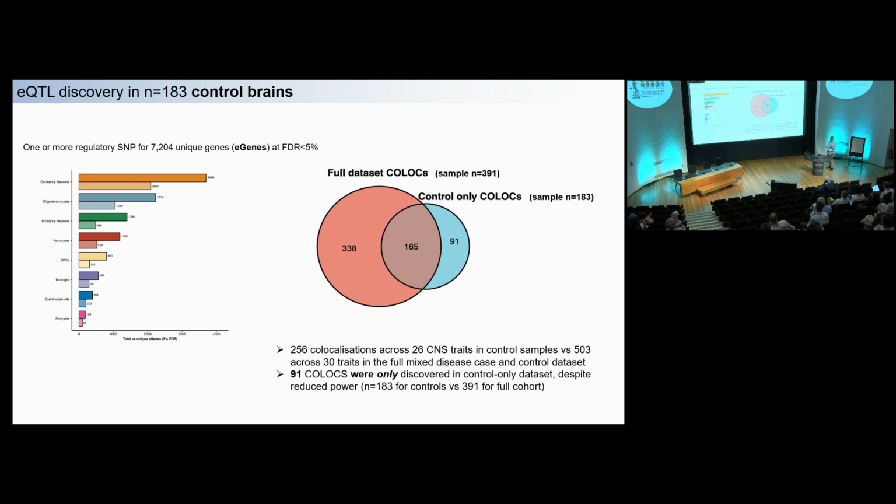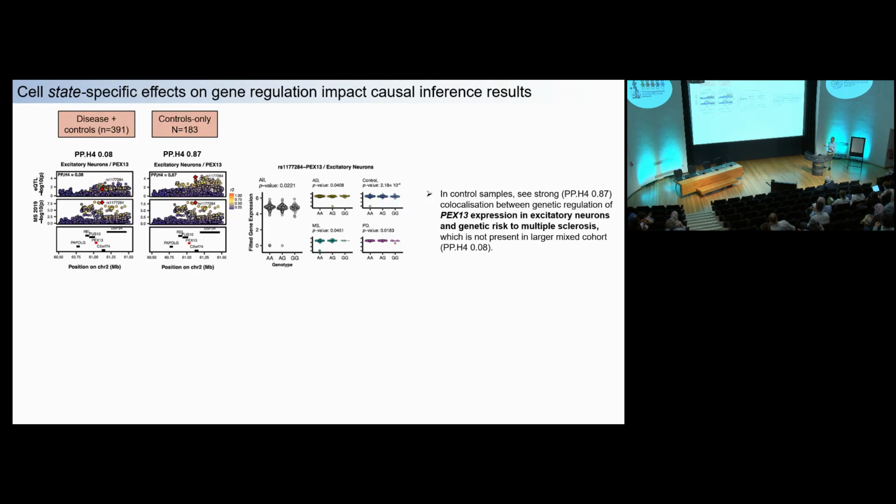But what was really interesting for us was that 91 of these co-localizations were only present in the control-only data set, despite the substantially reduced power of this data set for eQTL detection. And that suggests that the use of disease samples can be obscuring some potential putative causal associations. One example of this is shown here.